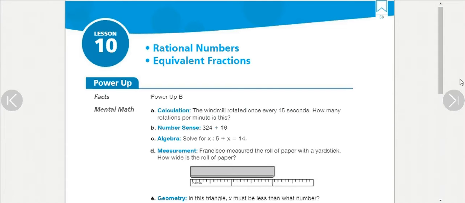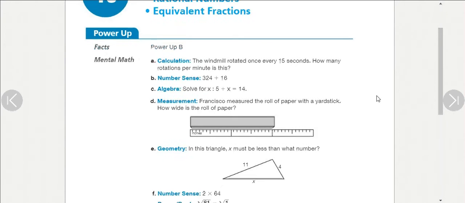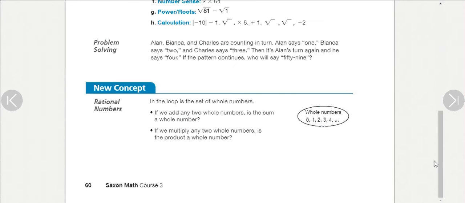Lesson 10, we're going to delve into rational numbers, ratio numbers, whatever you want to call them, and equivalent fractions. Fractions are a very related topic. It's a lengthy one, a lot of review, maybe some new things as well. Let's get into it. They show a loop, an oval-looking thing that lists the whole numbers.